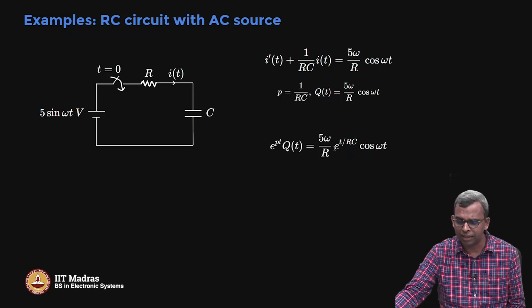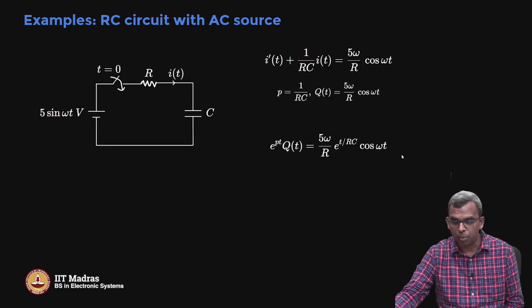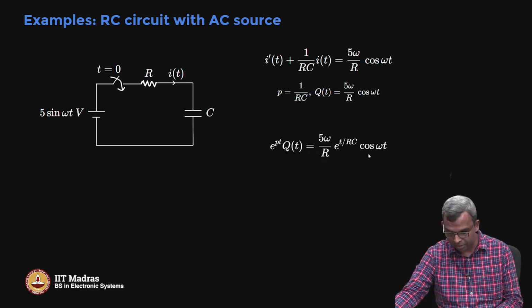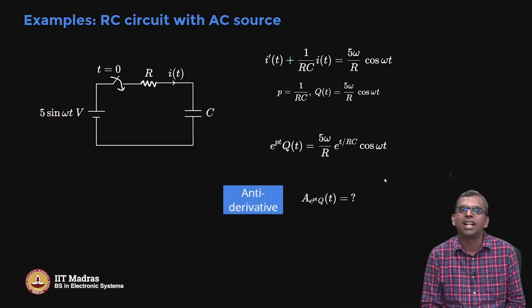Okay, we have not seen this kind of function before. E power t by RC, exponential t by RC multiplied by cos omega t. Okay, so this is the complicated looking function that we have, and somehow we have to find an antiderivative for it. How do we find an antiderivative? That is the essence of this problem. That's what makes this problem slightly more complicated than the previous one.